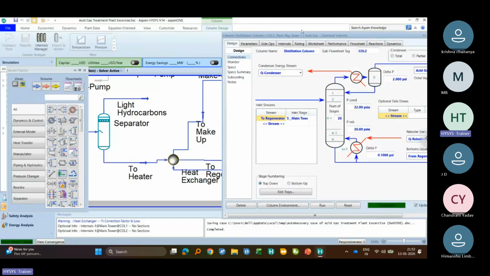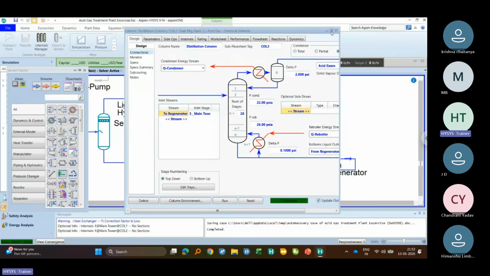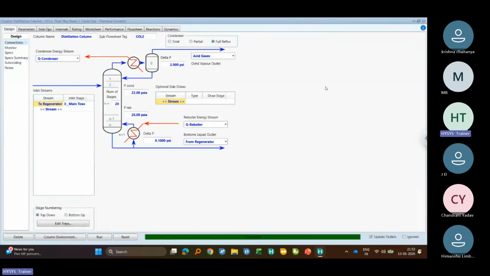I think I forgot to tell you one thing while doing the distillation column, just a small part, it will hardly take 2 or 3 minutes. If you are simulating a distillation column, sometimes you need to go for checking the stage by stage arrangements, or you need to have a more detailed overview of your distillation column. Then how to get that overview?